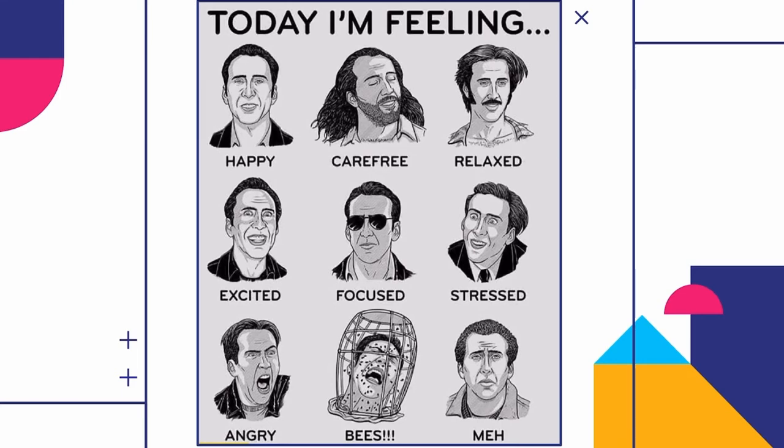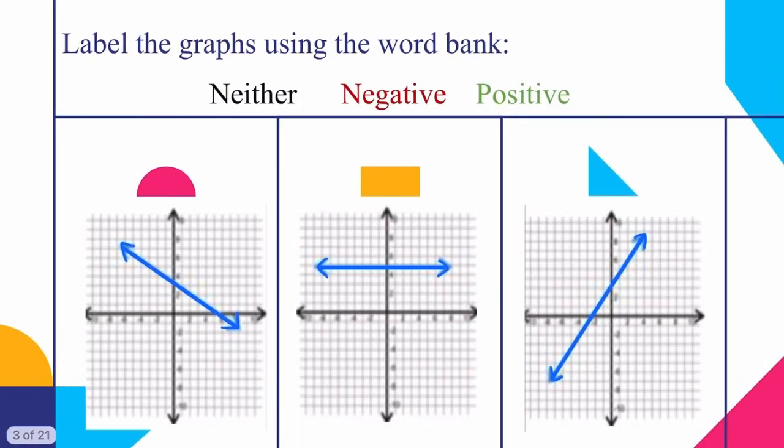Awesome. Let's get started. Here we have 3 graphs. We're going to describe these 3 graphs using these 3 words in the word bank. We're going to focus on the slopes, or the direction of the line. You can describe the slope as being negative, positive, or neither.